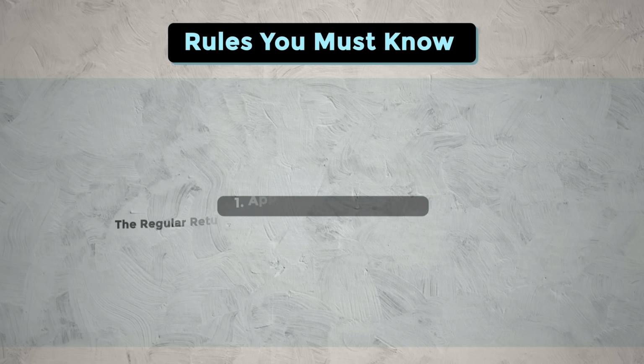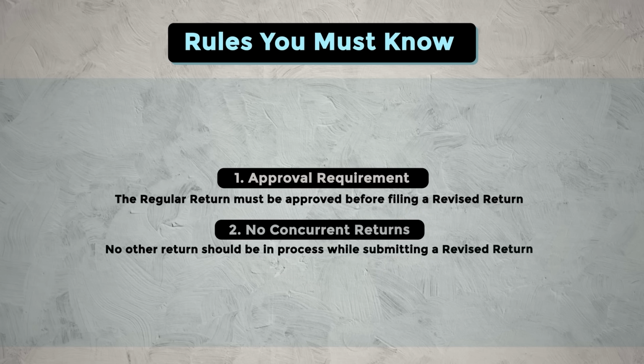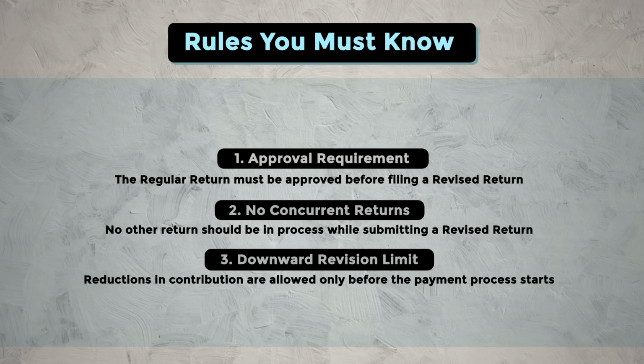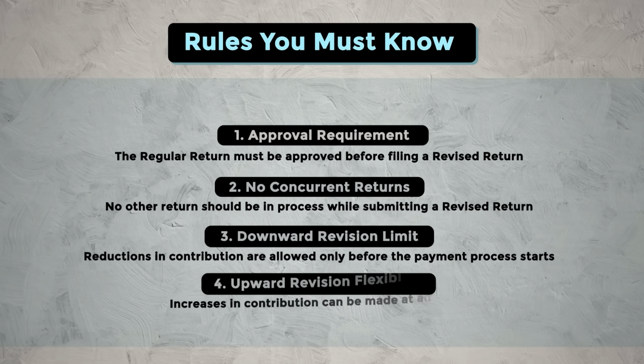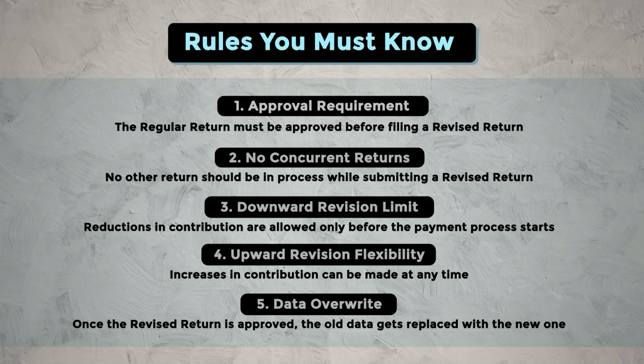Apart from this, if we talk about the rules, the regular return must be approved. No other return should be in process. Downward revision is allowed only before the payment starts. Upward revision is allowed anytime. Once the revised return is approved, the old data gets overwritten. These are some rules that you have to keep in mind.